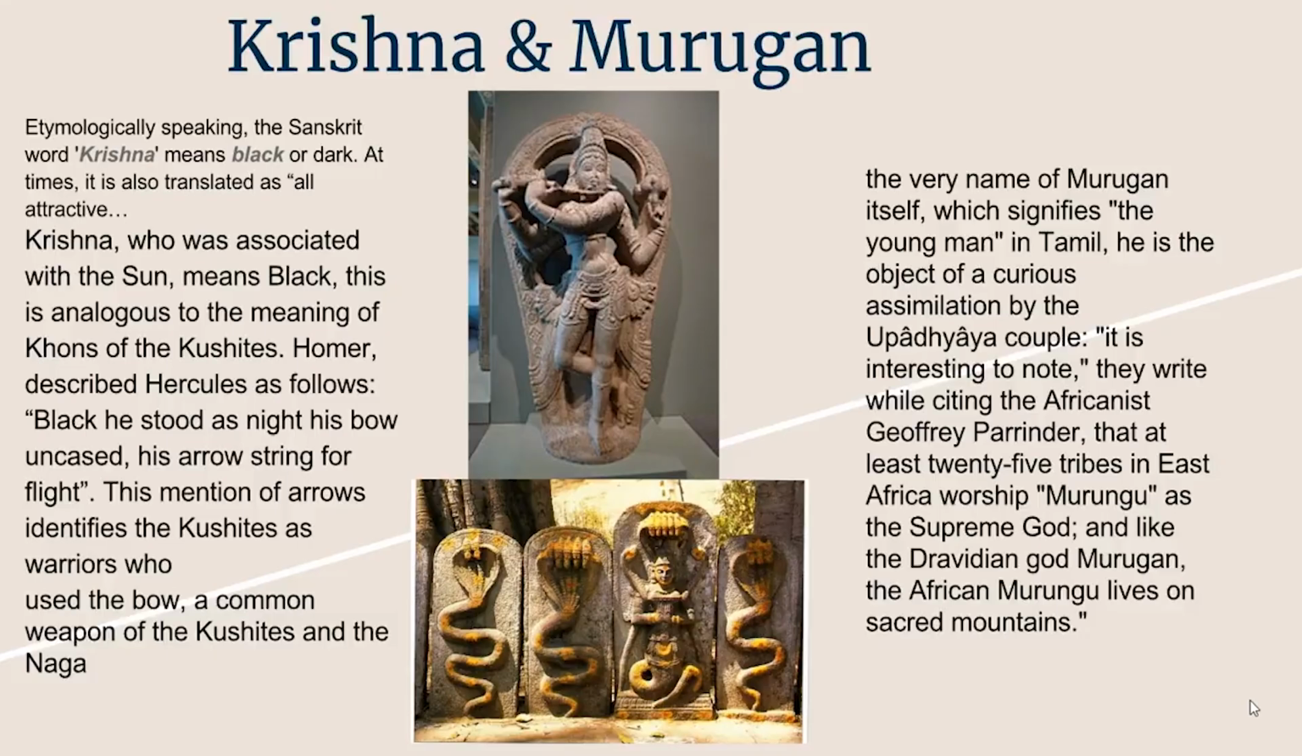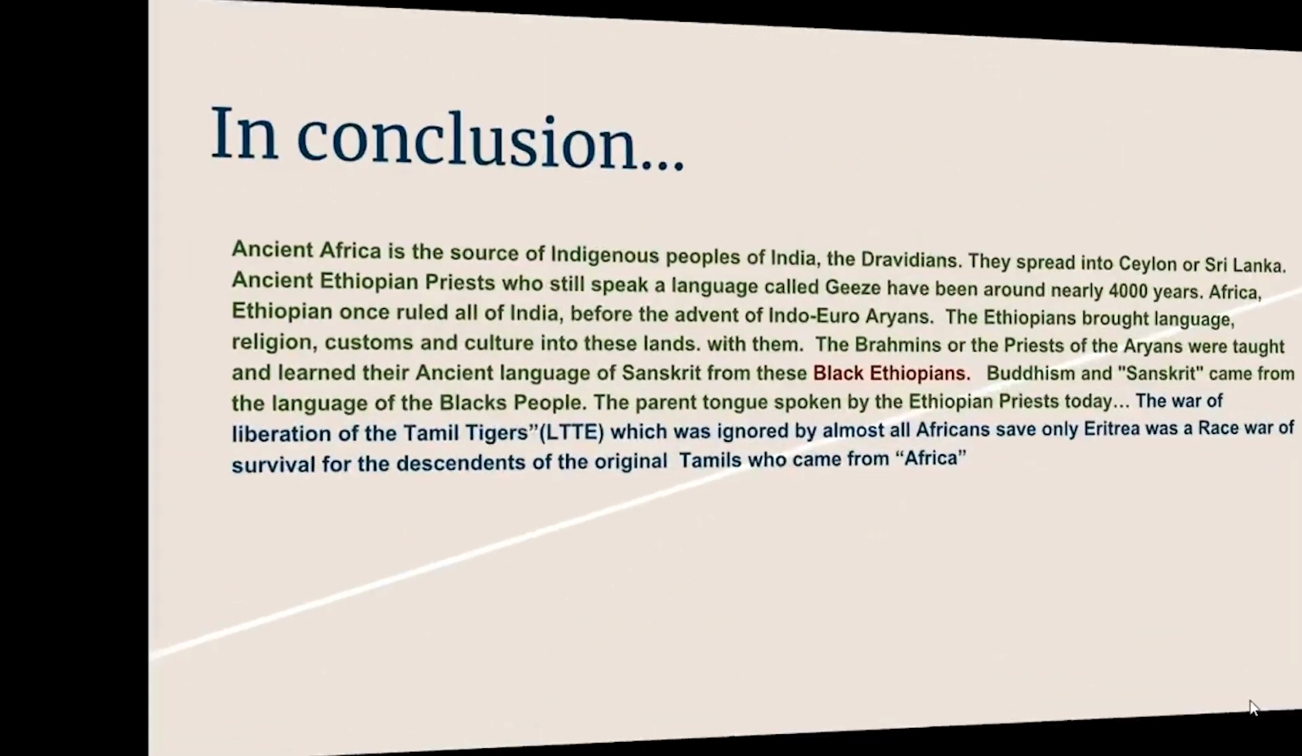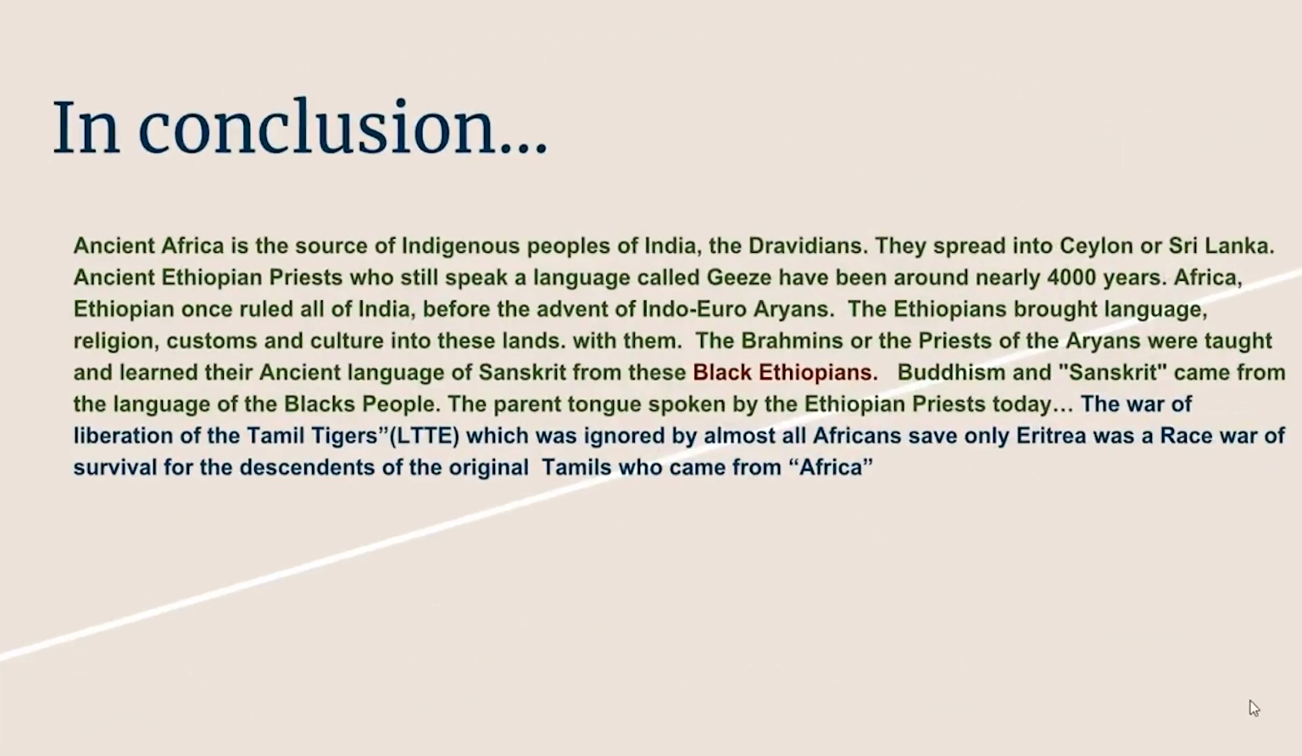In conclusion, ancient Africa is the source of indigenous peoples of India, the Dravidians and the Tamils. They spread into Ceylon, so-called Sri Lanka today. Ancient Ethiopian priests who still speak a language called Ge'ez have been around on earth and speaking this language for over 4,000 years. Africa, via Ethiopia, once ruled all of India and all the islands that we have discussed before.